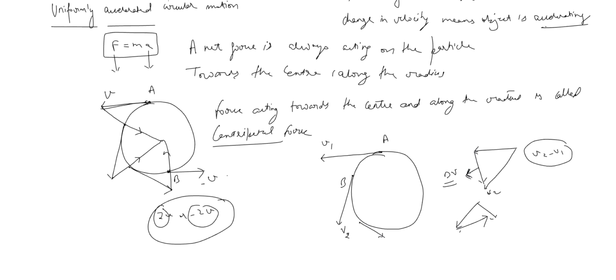So the change is constant. The change is constant because that acceleration will depend on the velocity with which the particle is moving and it will depend on the radius of the path. So since it is moving with constant velocity and the radius is also the same, acceleration will always be the same.